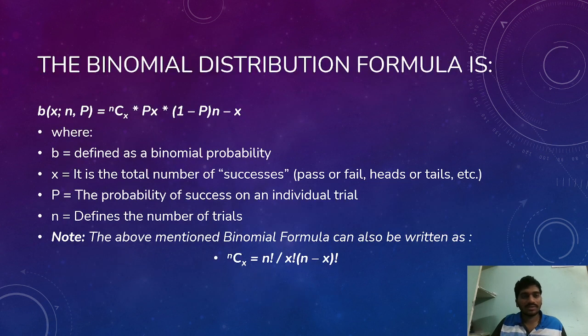Next, the binomial distribution formula is b of x comma n comma p equals nCx into p power x into 1 minus p whole power n minus x, where b is defined as the binomial probability and x is the total number of successes, either pass or fail, heads or tails, etc. P indicates the probability of success on an individual trial, and n defines the number of trials. Note that the above mentioned binomial formula can also be written with nCx equals n factorial by x factorial into n minus x factorial.